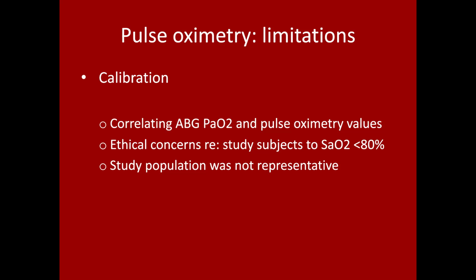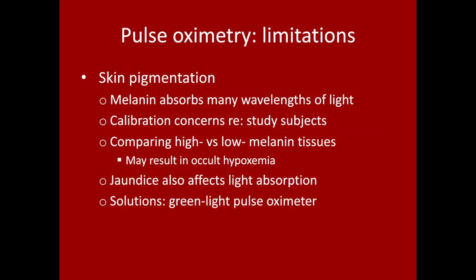And additionally, the study population was not necessarily representative of the population as a whole and the population that we care for in our pediatric ICUs. What I mean by that is different degrees of skin pigmentation have different characteristics when it comes to light absorption. And it's well studied now that melanin absorbs many wavelengths of light. So there are concerns regarding the calibration of these pulse oximeters, especially older models, on study subjects that didn't necessarily represent the population at large.